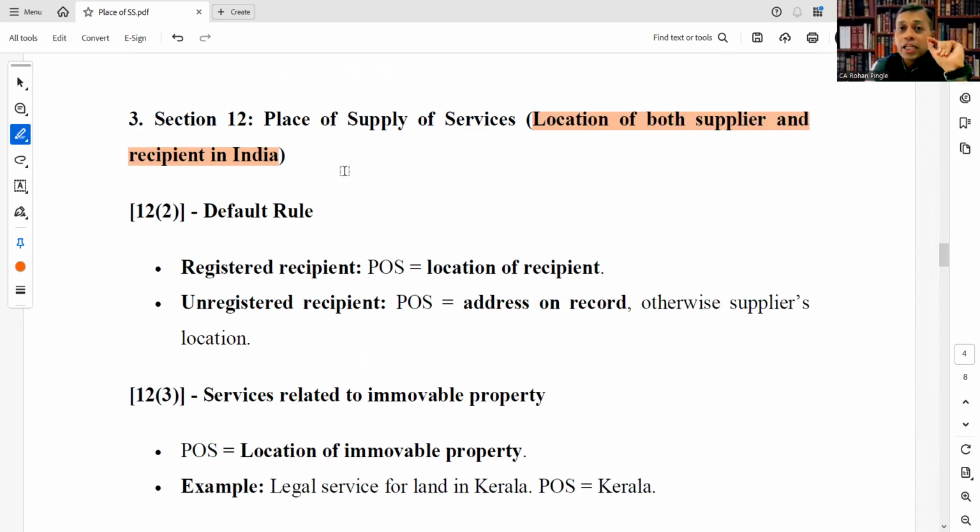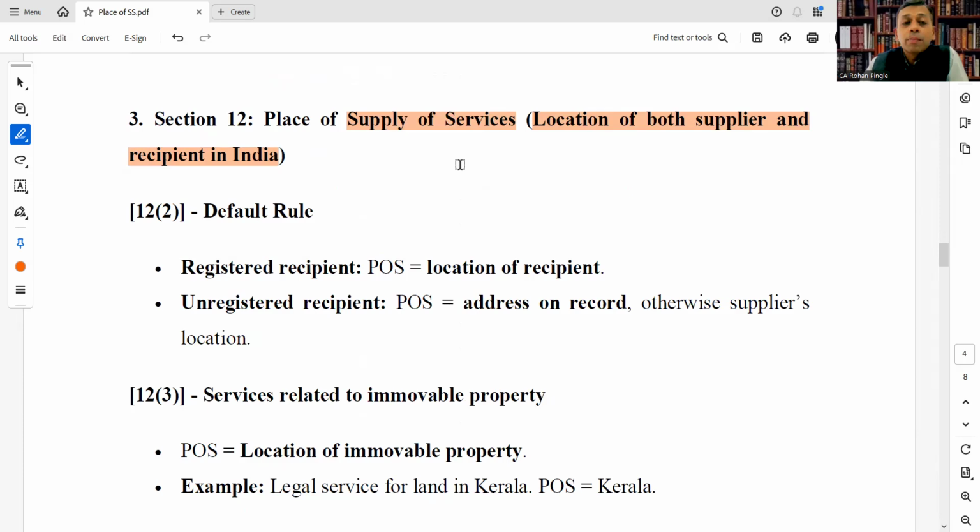We are learning section 12, place of supply of services. Now goods is over. Just recollect what we have studied in section 10 and section 11. Section 10 talks about place of supply of goods other than import and export. Under that, we have learned 6 clauses: Clause A, Clause B, Clause C, Clause CA, Clause D, and Clause E. And in section 11, we learned 2 clauses, Clause A and Clause B. Let's move on to section 12, place of supply of services.